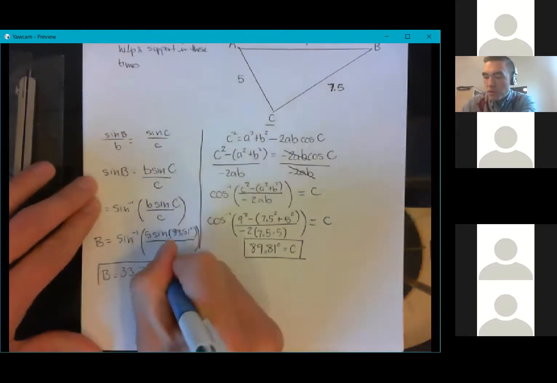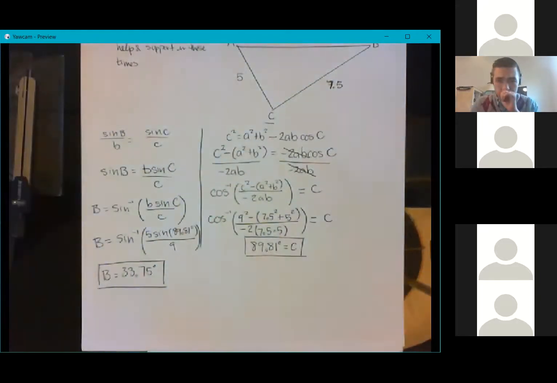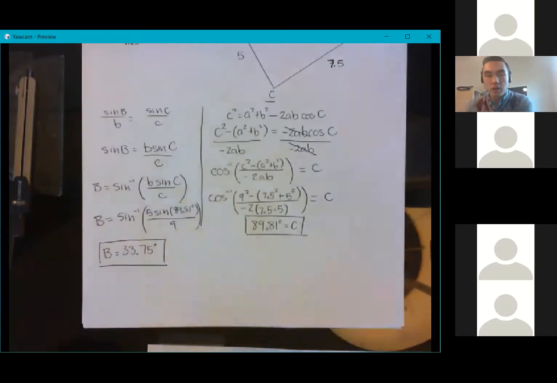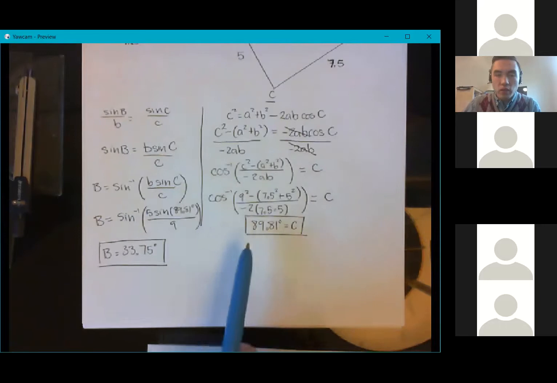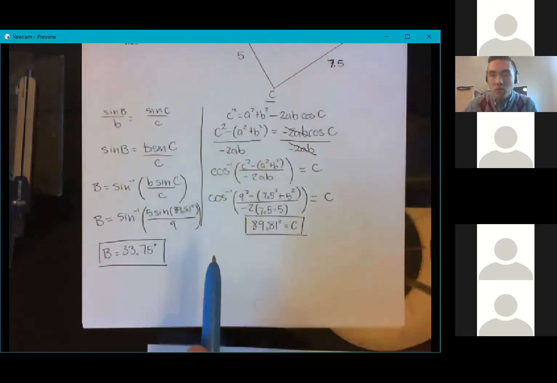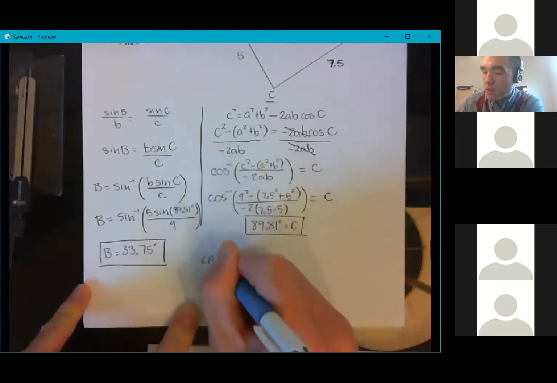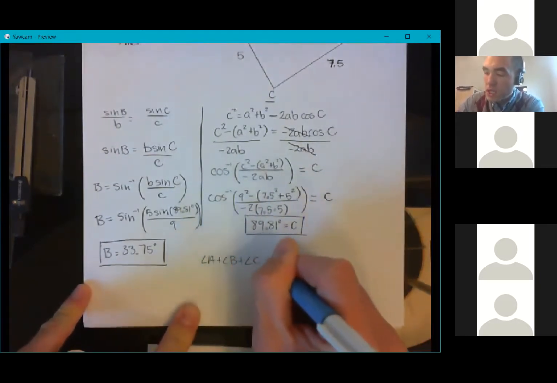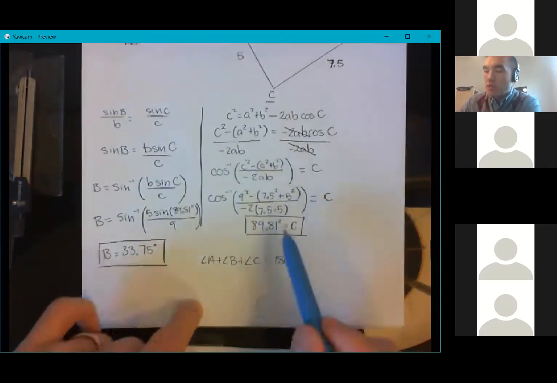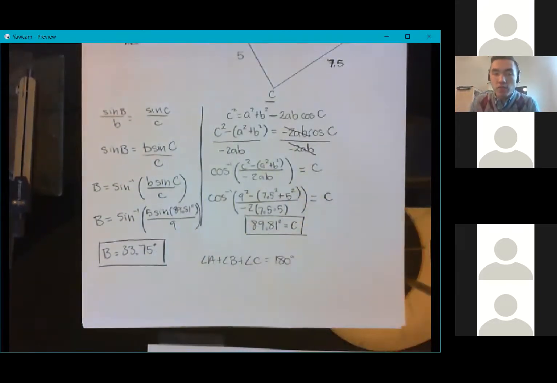And now could I have somebody else raise their hand and tell me what is the easiest way to get the final angle? Heiko? Third angle theorem. Yeah, third angle theorem. So that is to say that so long as I have 2 angles of a triangle, I always have the third. Their sum is 180, right? So angle A plus angle B plus angle C is equal to 180 degrees. So all we have to do is add up these 2 and subtract them from 180.